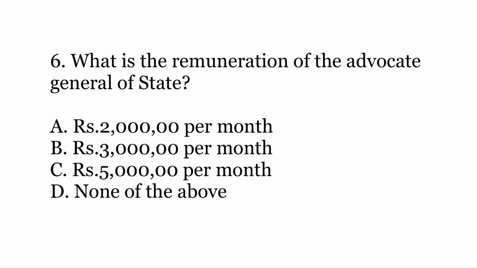Sixth question, what is the remuneration of the Advocate General of a state? Options are A. rupees 2 lakh per month, B. rupees 3 lakh per month, C. rupees 5 lakh per month, or D. none of the above. The correct answer is D, none of the above.